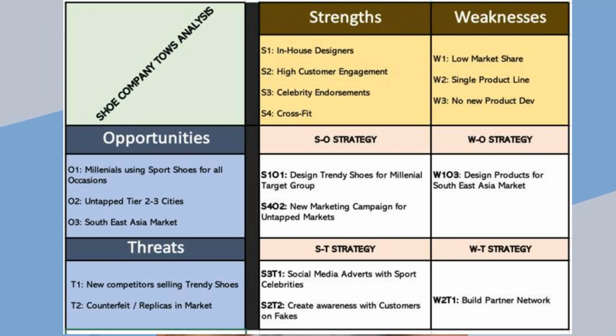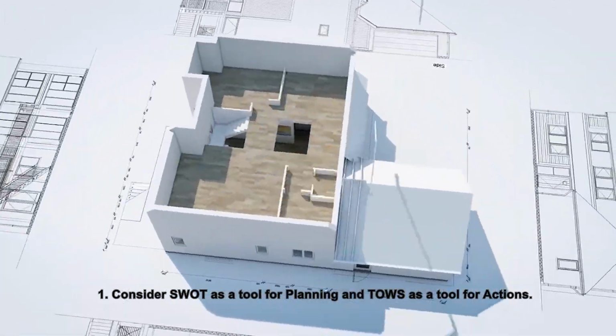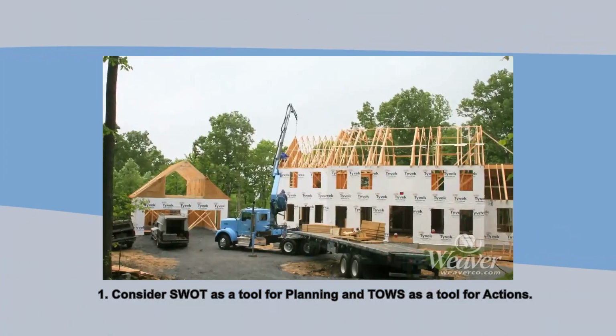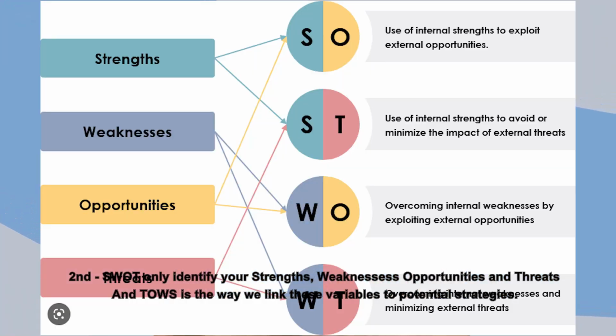And again, just to conclude on the difference between SWOT and TOWS, the first difference is that you need to consider SWOT as a tool for planning and consider TOWS as the tool for actions and determining your strategies. SWOT only identifies your strengths, weaknesses, opportunities, and threats. And TOWS is the way that will link these variables to potential strategies.